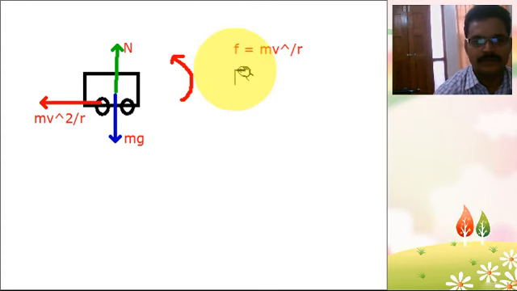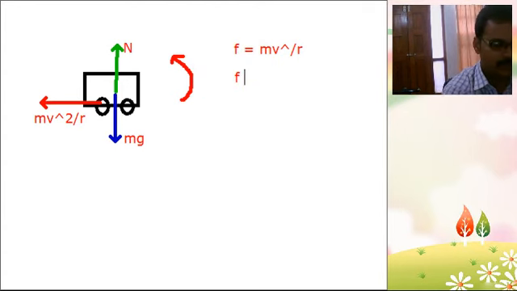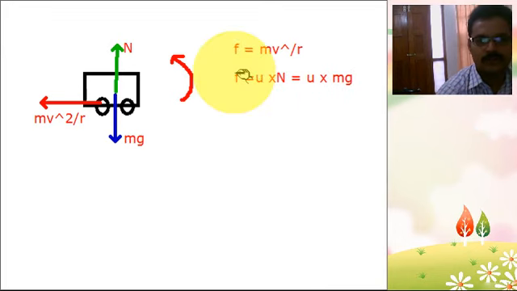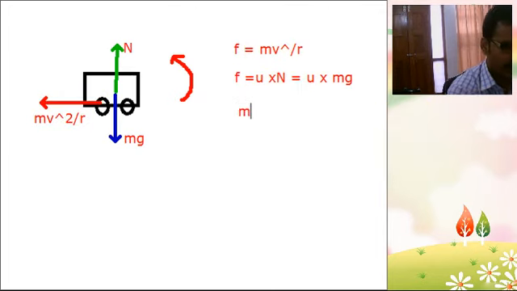But we know that the static friction F equals mu s into N, capital N, which equals mu into mg. So the static friction F equals mu mg, but static friction F is developing the necessary centripetal force, which is mv squared by r. So therefore I can write mv squared by r equals mu into mg.